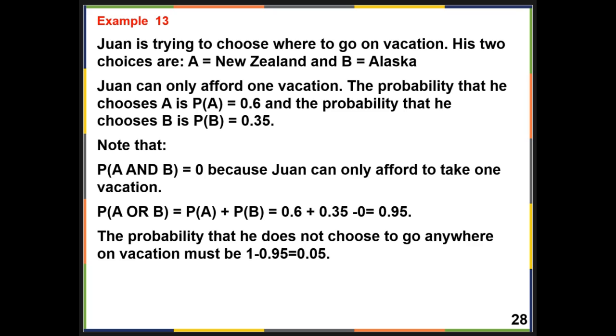The probability of A or B, this is where we plug in our equation. The probability of A plus the probability of B, 0.6 plus 0.35 minus 0 equals 0.95. So the probability that he does not choose to go anywhere on vacation must be 0.05.